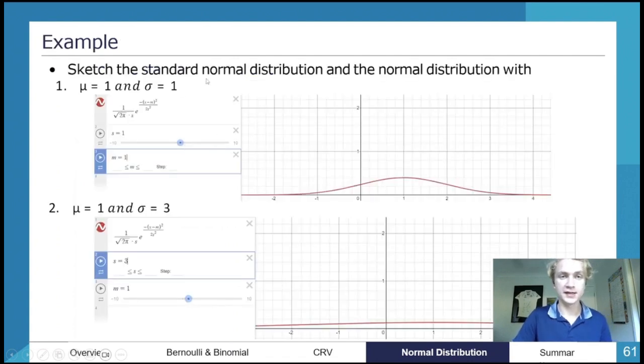Okay, so an example would be: sketch the normal distribution and the normal distribution width. Where the mean equals 1 and S equals 1, what I've done is I've got Desmos here and changed it. As we can see, if the mean is 1, the peak is going to occur at 1. For the second one, the peak is still 1. But because the standard deviation is 3, we have a much wider interval in which most of the values lie. And we're going to talk more in depth in just a minute about what those different rules are.